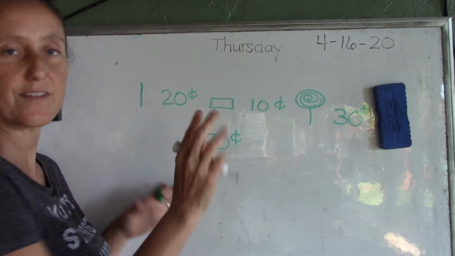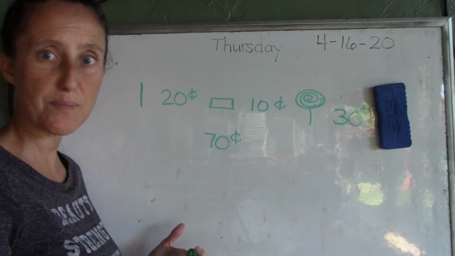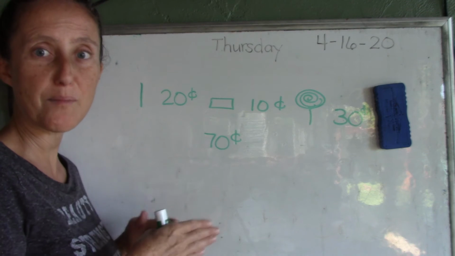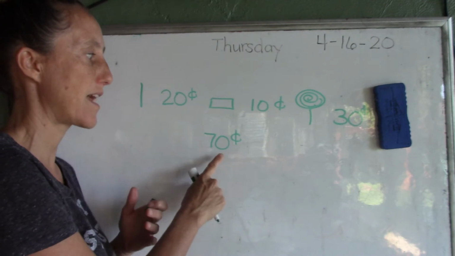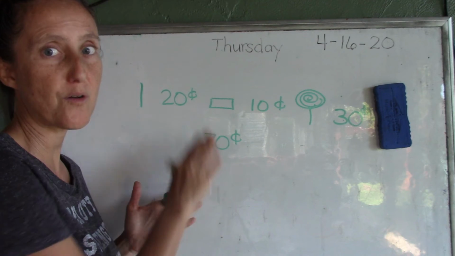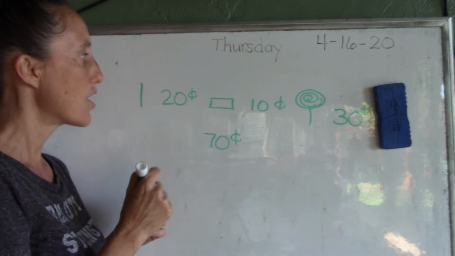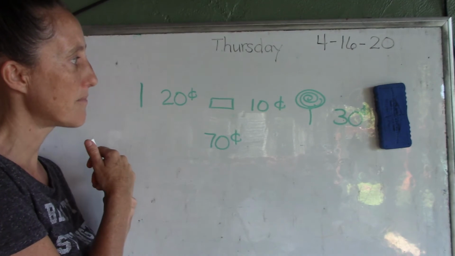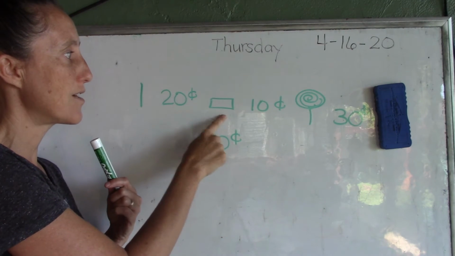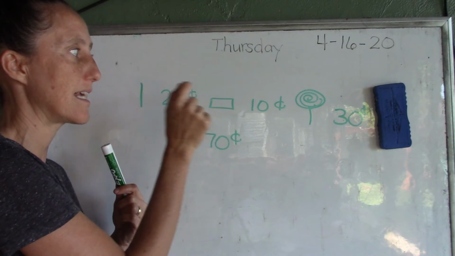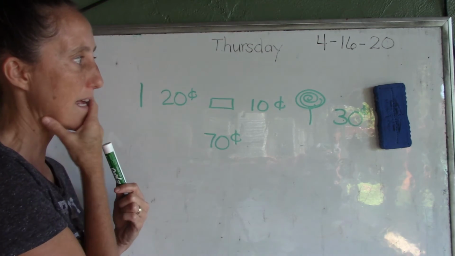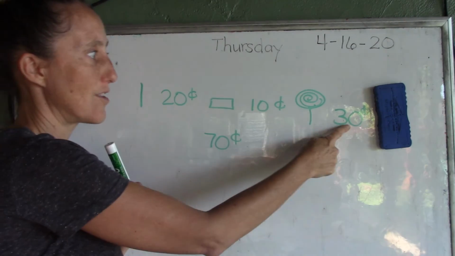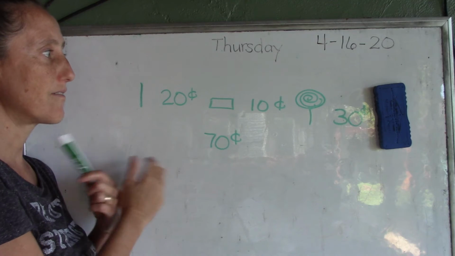I have only 70 cents. That's it. And I don't have to spend it all, or I can spend it all. You're going to have to come up with what combination of things you can buy to use your 70 cents. You can't go over 70 cents, but you can do less. So I could buy just one pencil, right? 20 cents is less than 70. I could buy a pencil and an eraser because 20 plus 10 is 30, and 30 is less. I could buy a lollipop and a pencil because 30 plus 20 is 50.